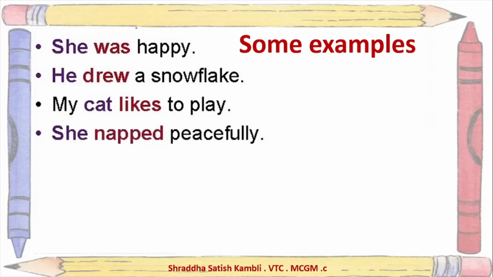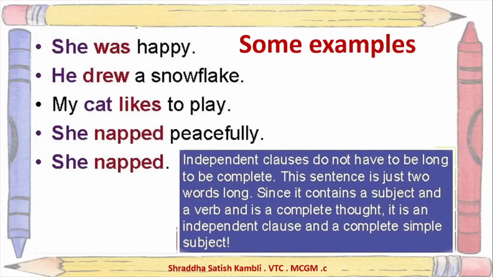Then you have the sentence, "She napped peacefully." That is, she slept peacefully. Complete meaning you are getting from this, isn't it? It is not dependent on anything else for its meaning. So this is an example of independent clause. Then you have, "She napped," which is again an example of an independent clause. Now, this has got just 2 words, alright? But independent clauses need not be long. It need not have too many words also. This last one has got just 2 words. That is also a complete sentence. It has got a complete meaning, and a complete thought. It has got a subject, it has got a verb. So even this is an example of an independent clause.